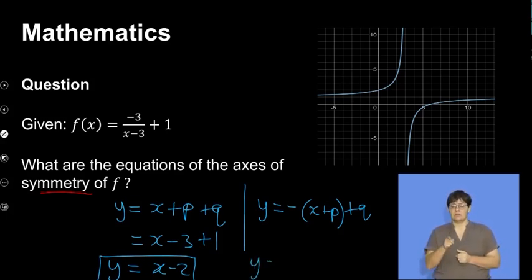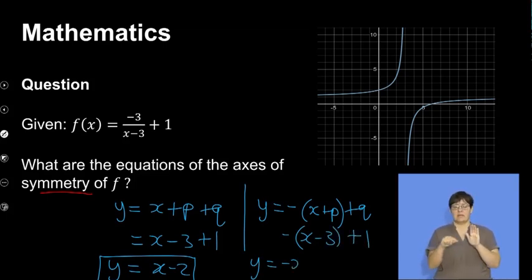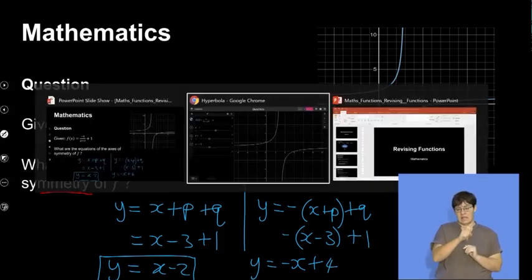This one will be y equals minus (negative) (x minus 3) plus 1, which is the same as negative x plus 3 plus 1, that will be plus 4, right? So just remember these two graphs, because I want to show you what this means on the graph: x minus 2 and minus x plus 4.